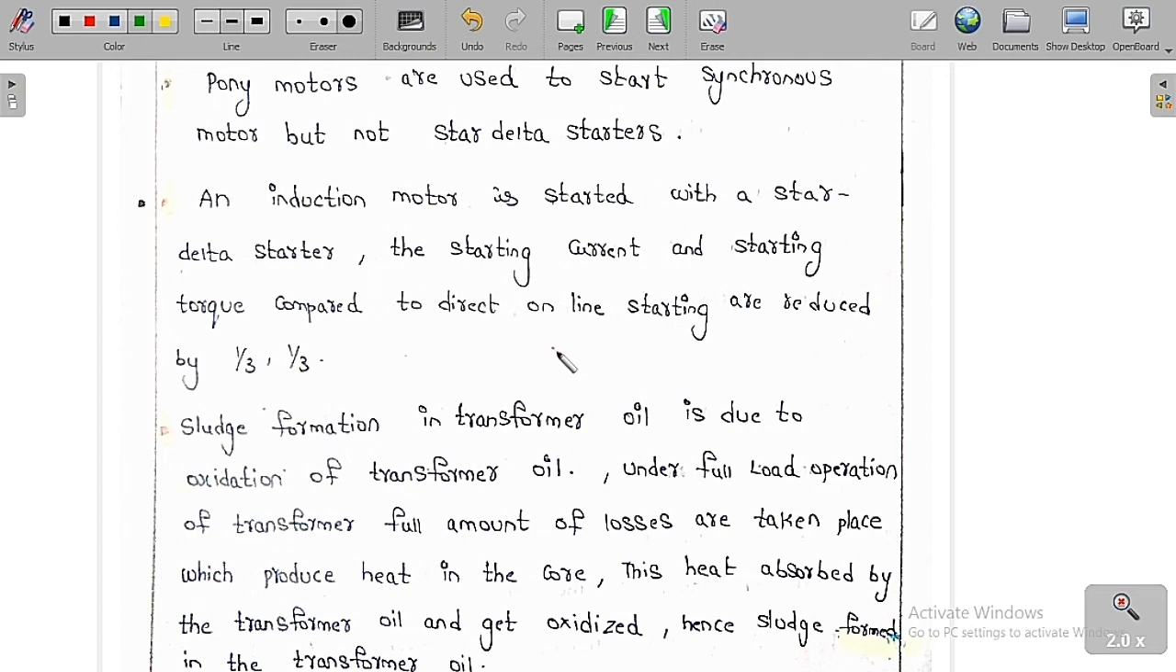The starting currents here are the line currents of delta and line currents of star. And the starting torque is always directly proportional to phase voltage whole square. So this is a very important point that you always have to understand.